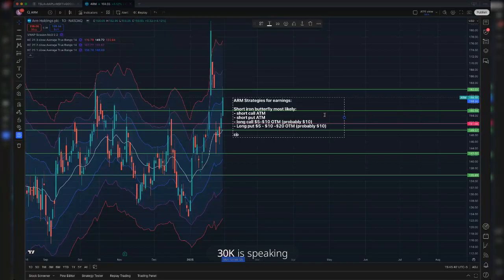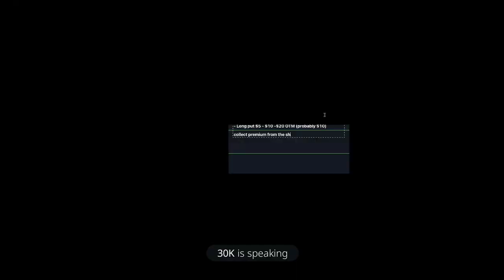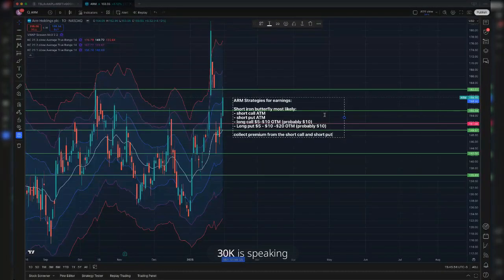The play on this would be to collect premium from the short call and short put, minus the debit from the long call and long put. I'm guessing that this is going to pay in the range of $6 in premium versus $4 in risk, is my guess.